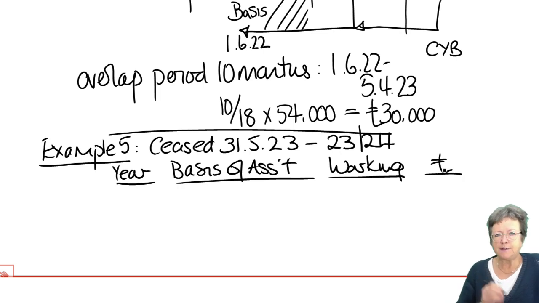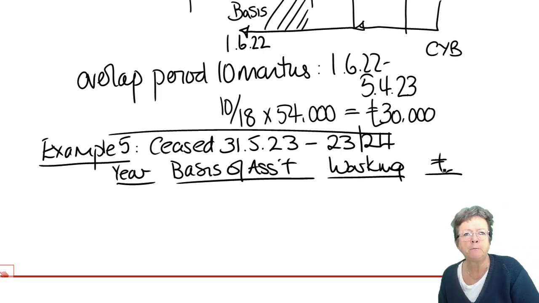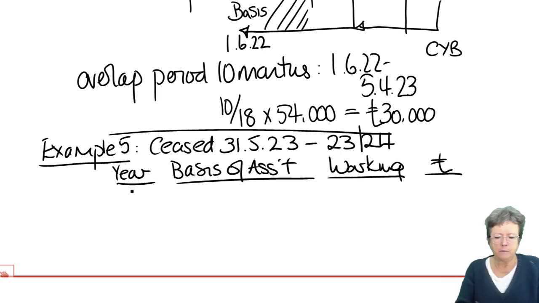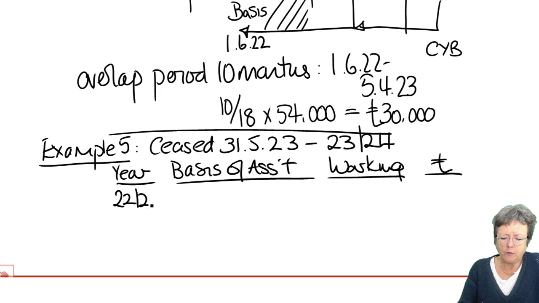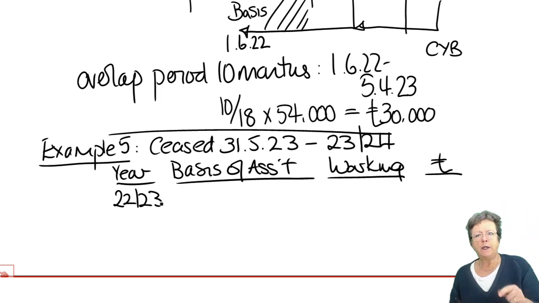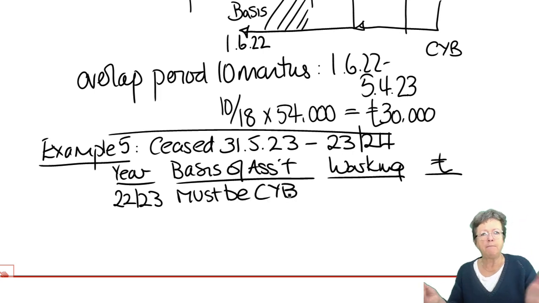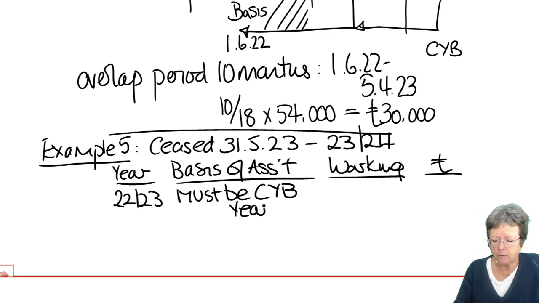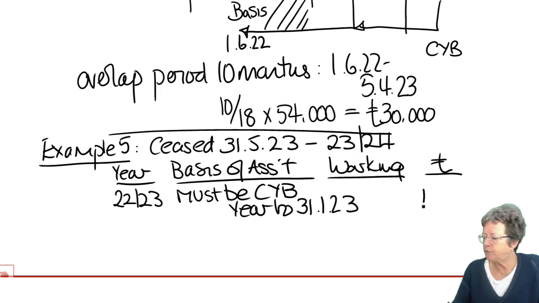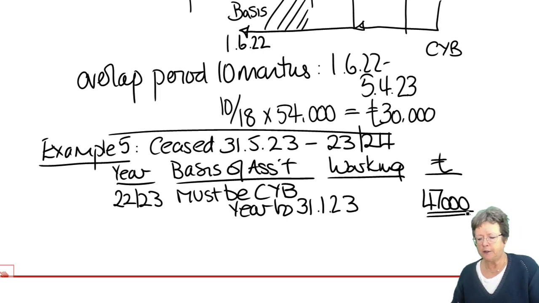Now, we know that he ceased to trade in 23-24. Therefore, the previous year is 22-23. Now, we know that's the penultimate year, the year before cessation. It must be current year basis because he's been trading for a long time. Must be. And therefore that is the year to 31st of January 23. So £47,000 will have been assessed in the penultimate year.